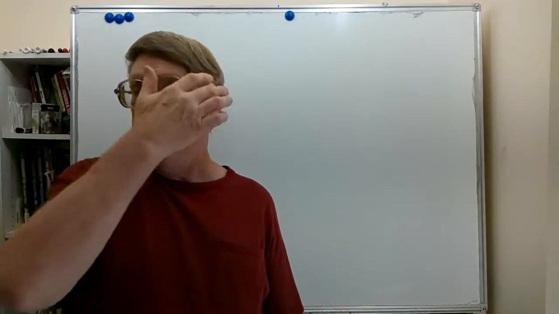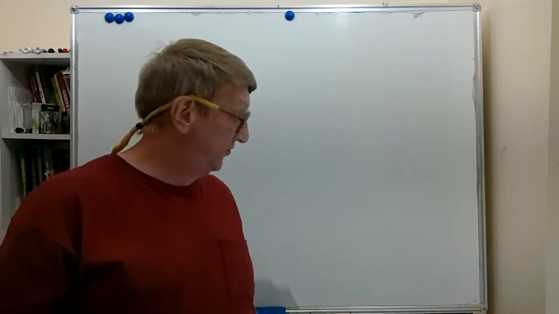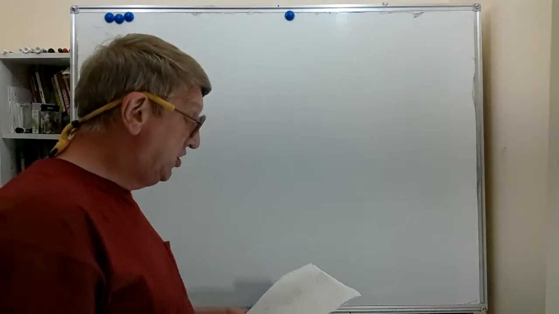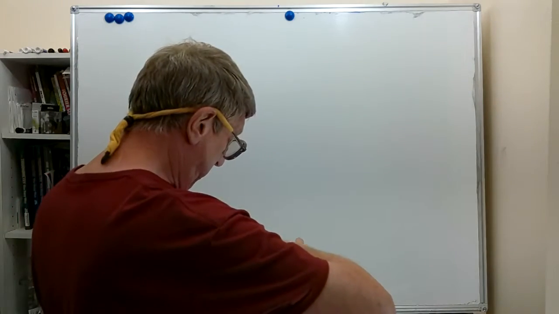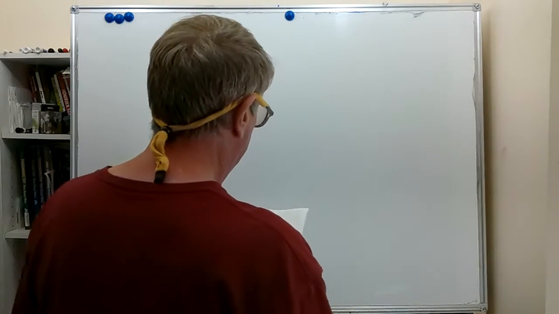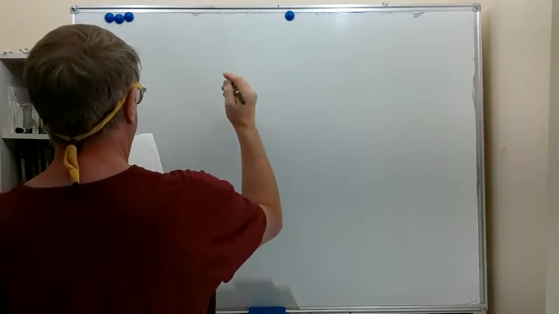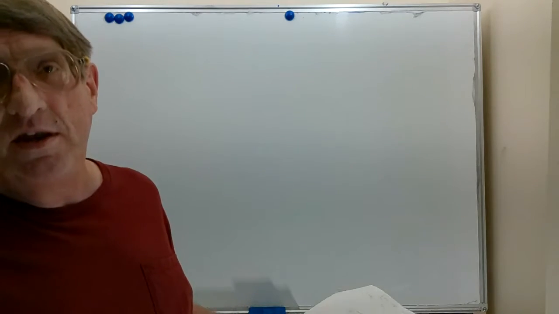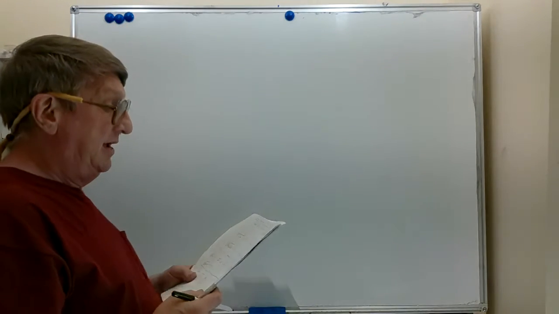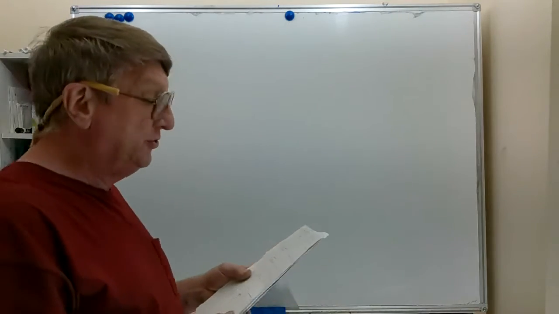We ended our last lesson by talking about square roots, and we're going to start today by talking about cube roots. Cube root is basically the inverse of raising a number or a variable to the third power.